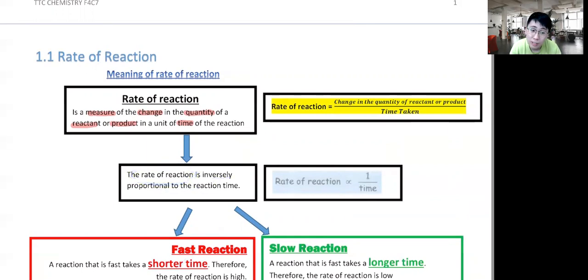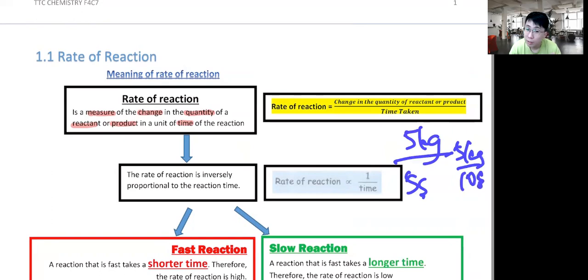What is the meaning of inversely proportional? Which is basically the relationship is inverted, it's reversed. Imagine again, 5 kg, I take 5 seconds. The other day, I do 5 kg, I take 10 seconds. So which one gives you a faster reaction? You do your maths, 5 divided by 5, you get 1. 5 divided by 10, you get 0.5. Do you see the value of the first experiment is bigger than the second experiment? So basically, the rate of reaction is bigger.